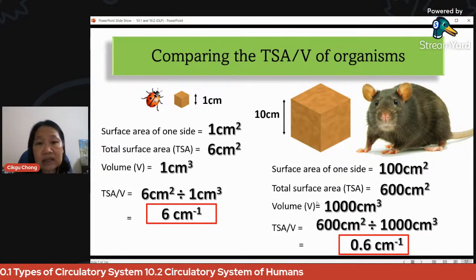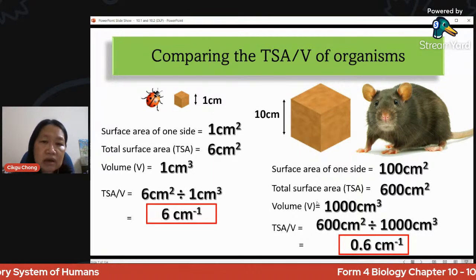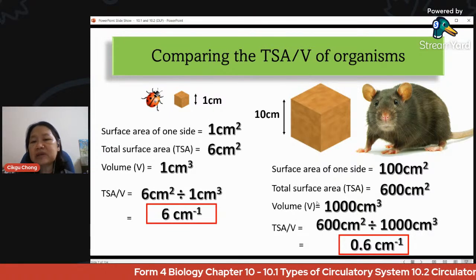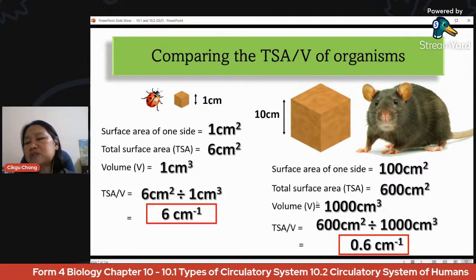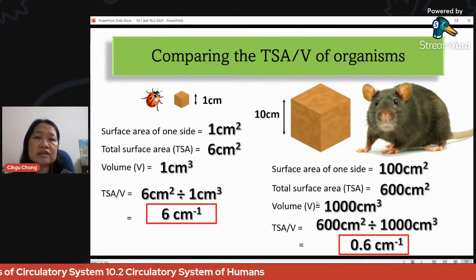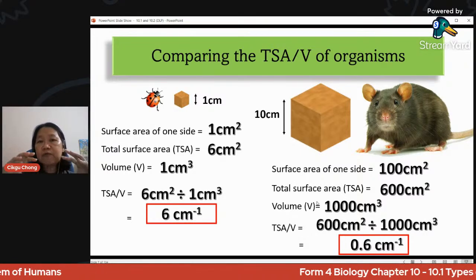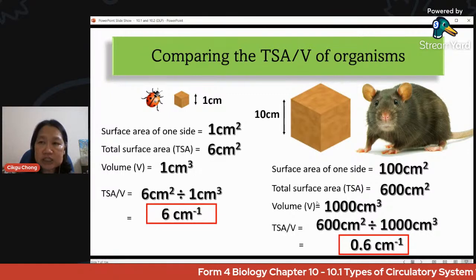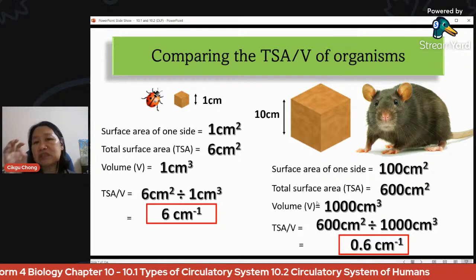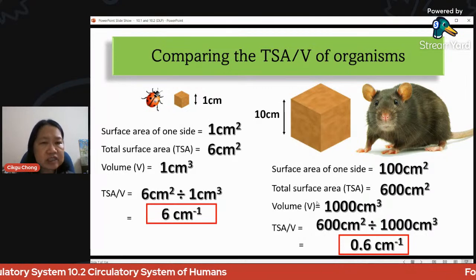If you work with another bigger one, you can have an elephant, let's say. Let's put a bigger cube, let's say 100 cm by 100 cm by 100 cm. You will still get your answer even smaller than a rat, 0.06 or maybe 0.006 per cm. The answer will get even smaller. So it means when the organism becomes bigger, the volume increases at a much higher rate compared to the surface area. If you take your surface area divided by a volume, the volume will be a very big number, so you get a very small answer.